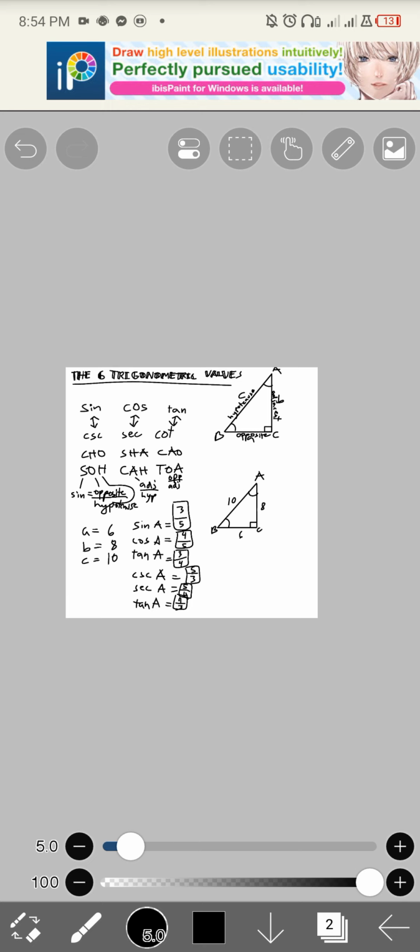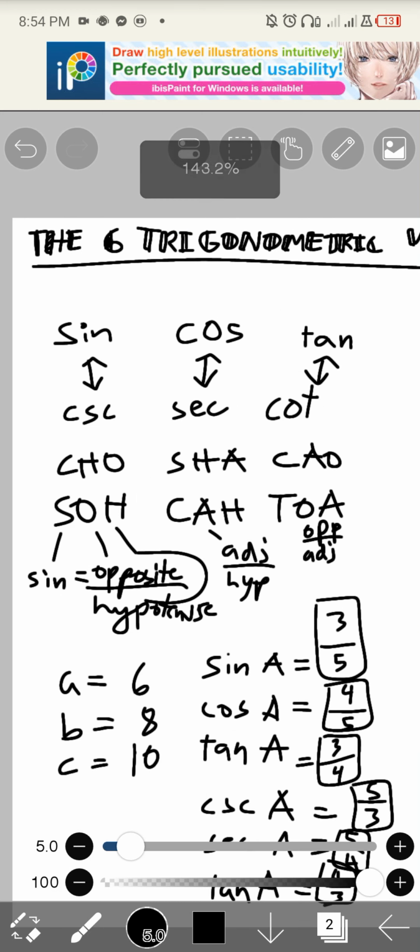If you have a great memory, unlike me, since memorization is really my weakness. As long as you remember the abbreviations, SOH CAH TOA and CHO SHA CAO, you will be fine. So don't worry about this.